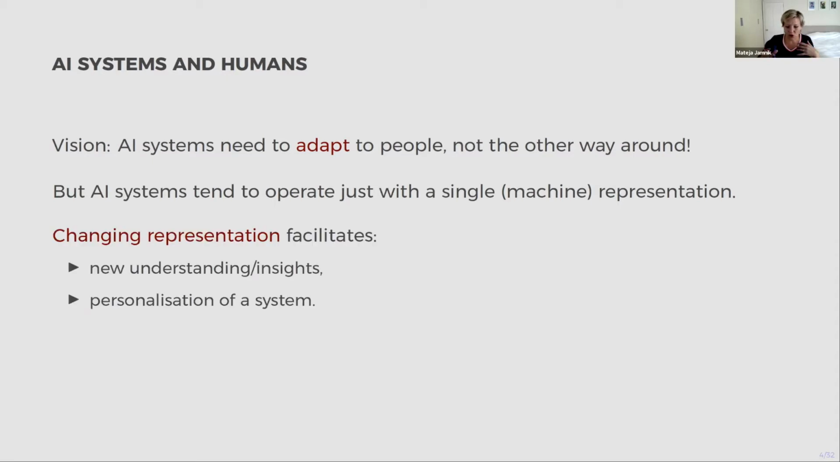So why is changing representation and finding an appropriate one for a task or a problem that we have at hand important? Well, there's a huge amount of literature out there which is giving you reasons and evidence why this is positive and why it's enabling. So first of all, it gives us new insights and new understandings into the task or the problem that we're trying to address. And also it enables us to personalize these tools that we are interacting with on a daily basis.